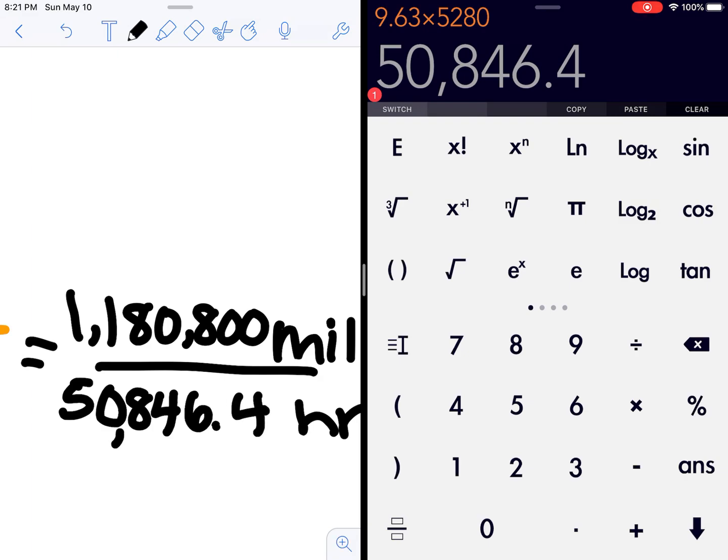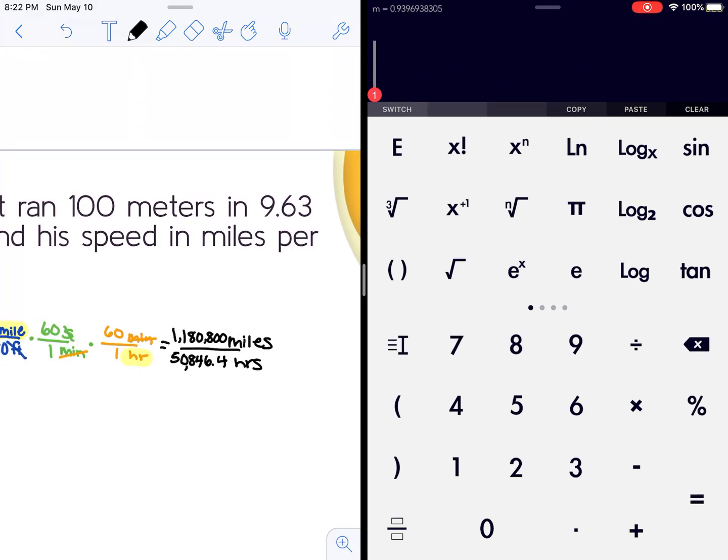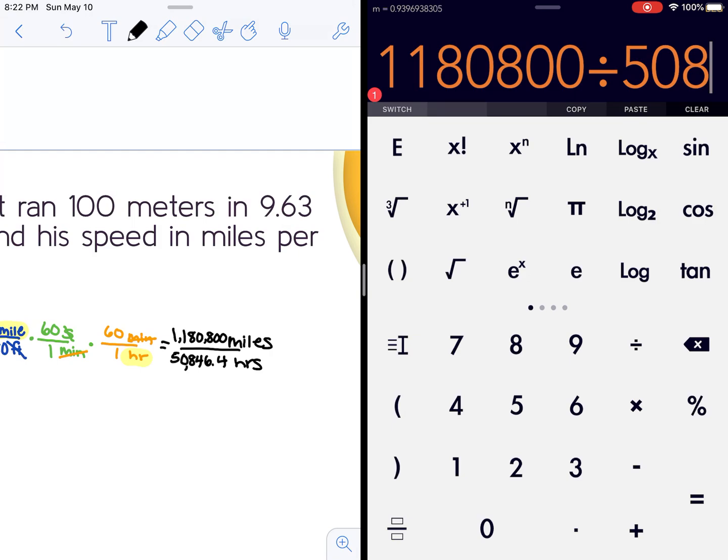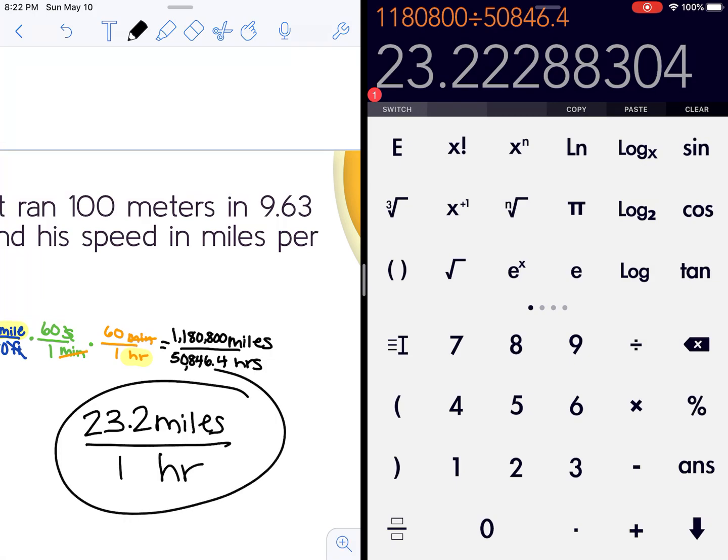I need to reduce that, so I'm going to divide it so I get miles per 1 hour. So I have 1,180,000, my goodness, 800 miles, divided by 50,846.4 hours, gives me 23.2 miles per 1 hour.